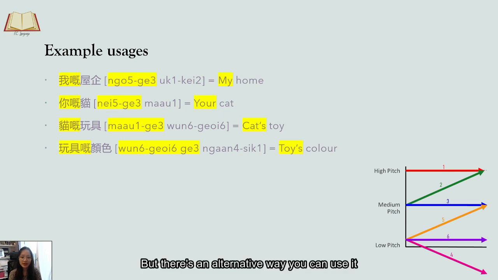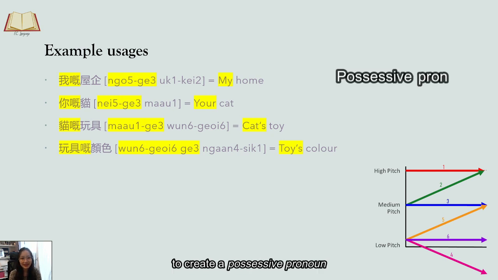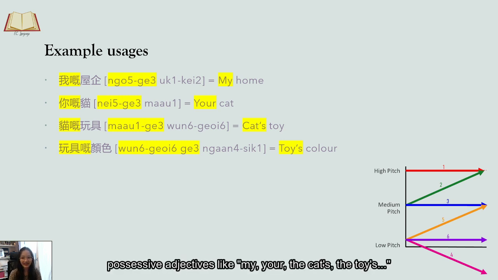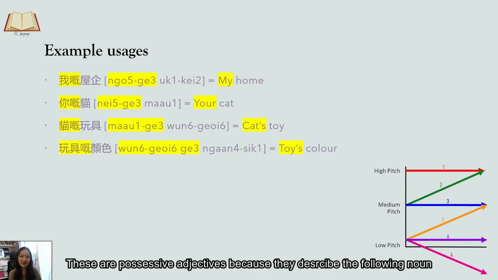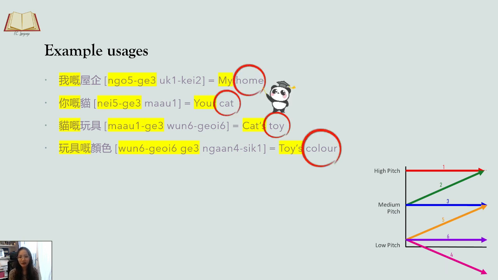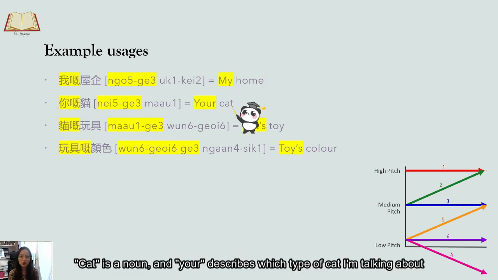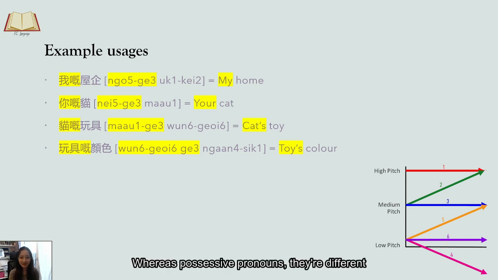But there's an alternative way you can use it, which is by putting the ge at the end of the noun, at the end of a clause, to create a possessive pronoun. Now this is where it's different to possessive adjectives, because possessive adjectives are like my, your, the cat's, the toy's. These are possessive adjectives because they describe the following noun. So in this case, home. I'm describing the home as belonging to myself. Cat is a noun and your describes which cat I'm talking about. Whereas possessive pronouns are different because they're literally talking about the pronoun itself.